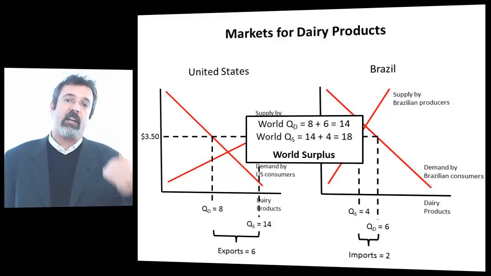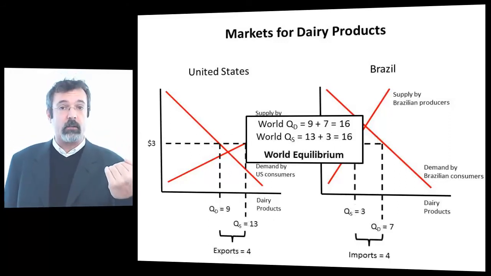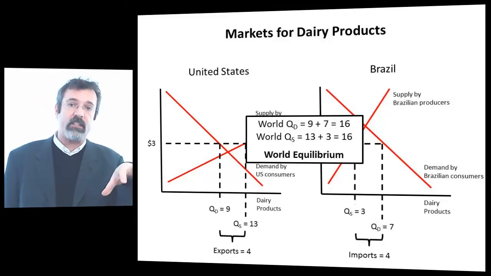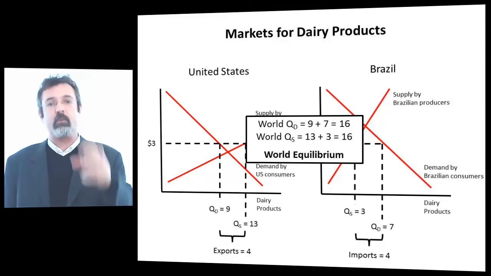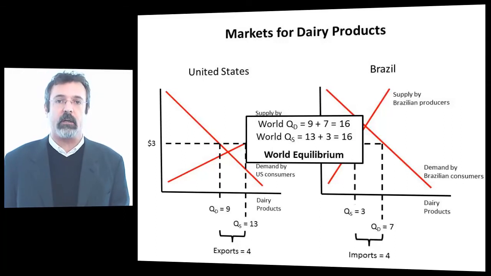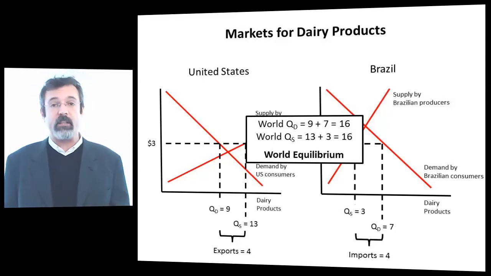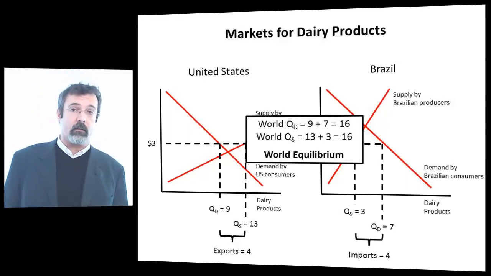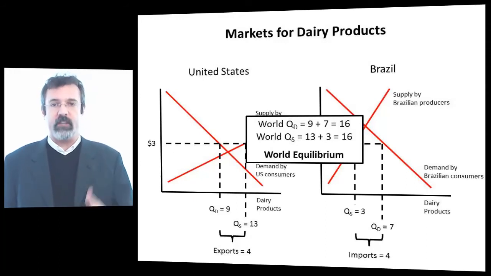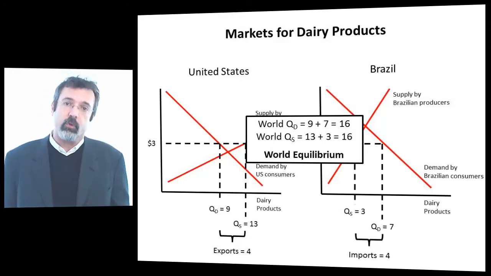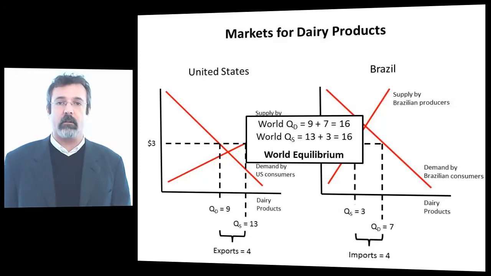And the world market price will fall until it reaches the $3 mark, at which the world quantity demanded of dairy products equals the world quantity supplied of dairy products. Similarly, if the world price of dairy products is less than $3, we'll have a world shortage of dairy products, and the world shortage will drive the price back up to the $3 level.